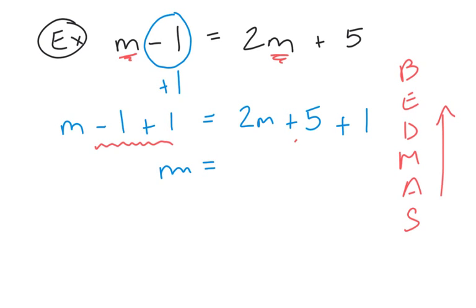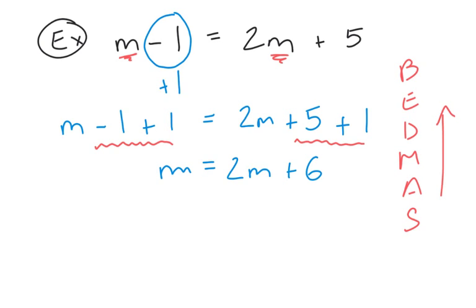Afterwards, we are going to simplify positive 5 plus 1. The 2m stays exactly the same. Positive 5 plus 1, pretty simple. That becomes positive 6. Let's reassess our situation before we proceed. On the left side, we have m all by itself. It is isolated. However, we have 2m on the right side. We want to bring this 2m over to the left side somehow.